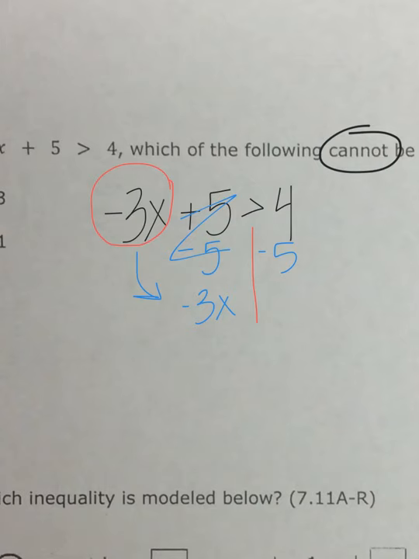Now 4 minus 5, if you had $4 and I was going to take 5, you wouldn't have enough for me to take. You'd go into the negative. So 4 minus 5 is negative 1.